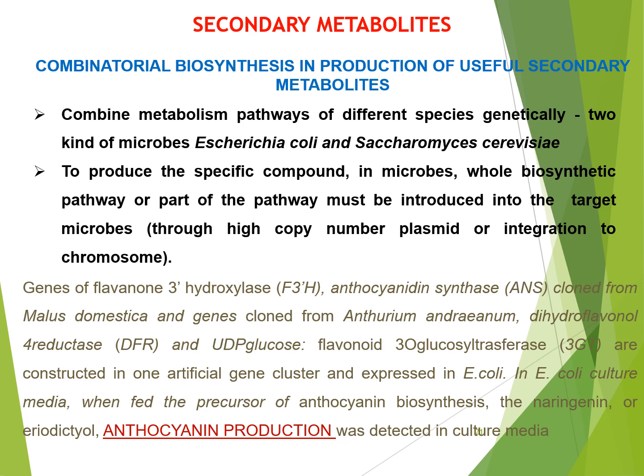For example, genes of flavanone 3-hydroxylase and anthocyanidin synthase had been cloned from apple species, and genes for dihydroflavonol 4-reductase and UDP-glucose were cloned from anthurium. These were then introduced into E. coli. When these E. coli cultures were fed with a precursor for anthocyanin biosynthesis, anthocyanin production was detected in the culture media.